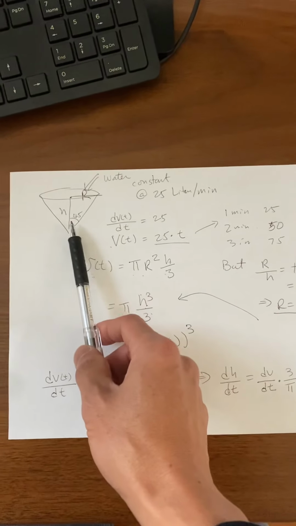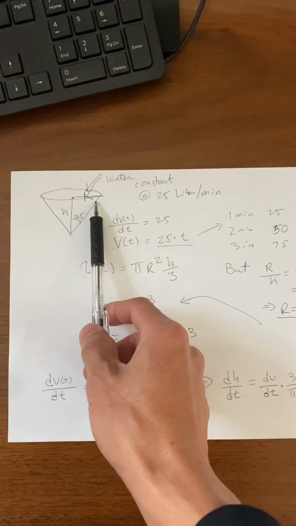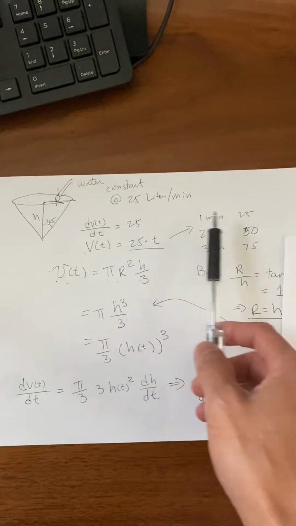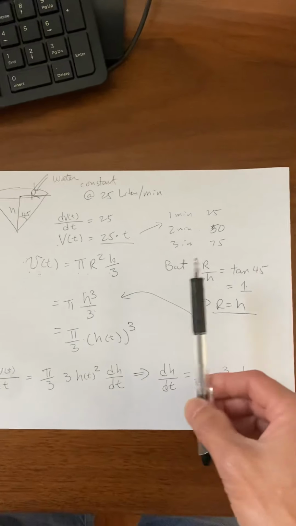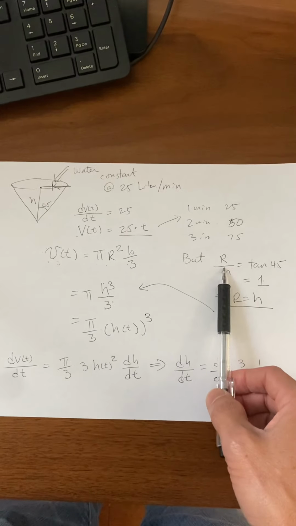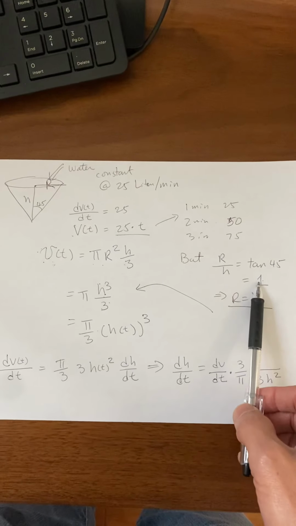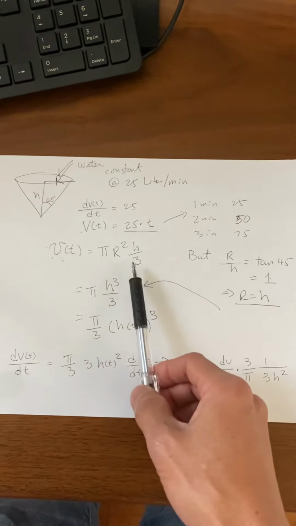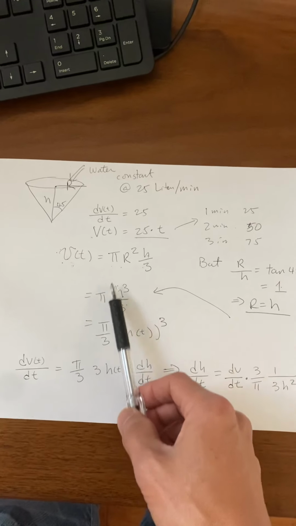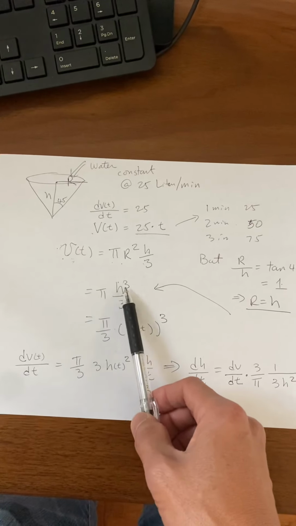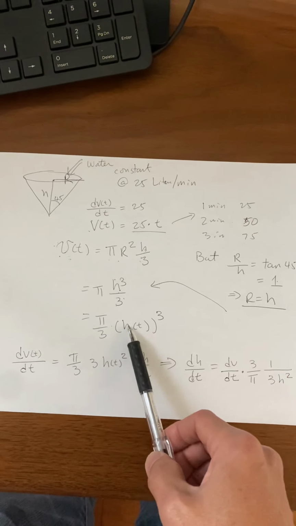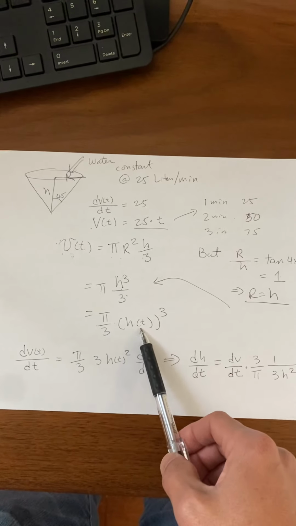and given that angle of 45 degrees, you know R and H are related by the trigonometric tangent. R over H is equal to tangent 45, which is equal to 1, and therefore R equals H. Now you can substitute here as H squared. So volume equals pi H squared over 3. Okay? If you put the time variable in there, it's a function.